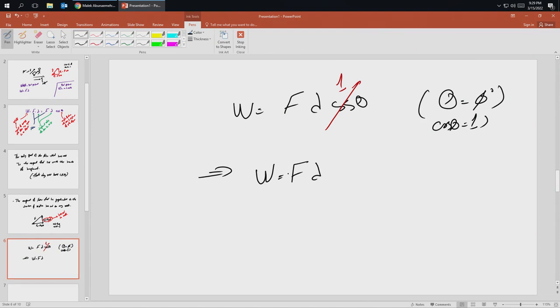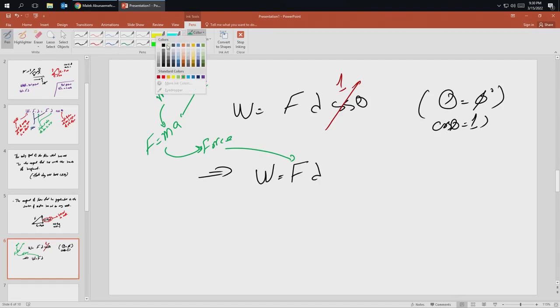But what is F? What is the definition of the force? Well, according to Newton's second law, force equals your mass times your acceleration. So we can actually substitute that back into our work equation. So your work is going to equal your mass times your acceleration times your distance.